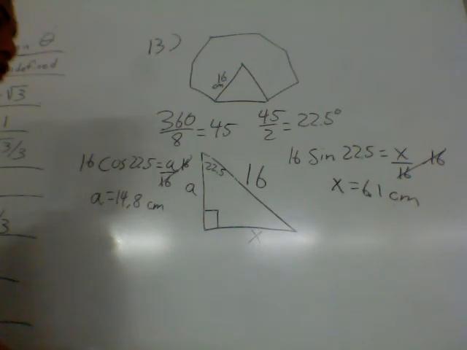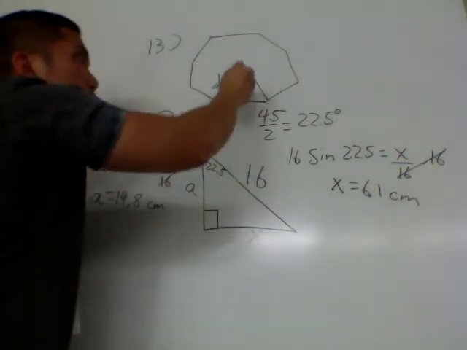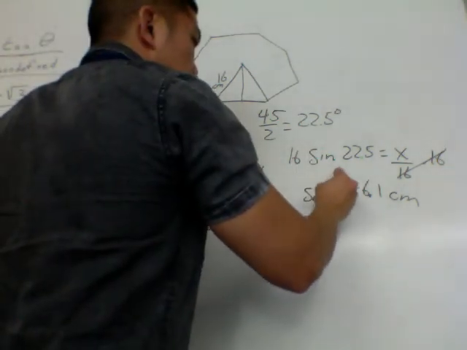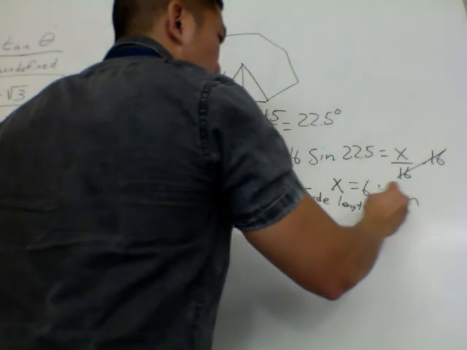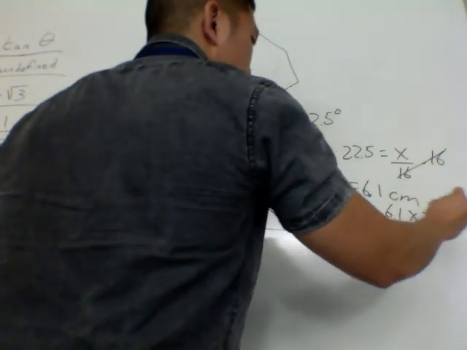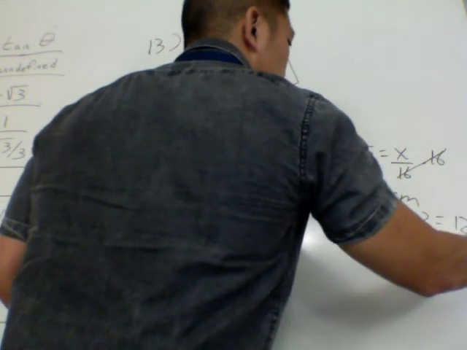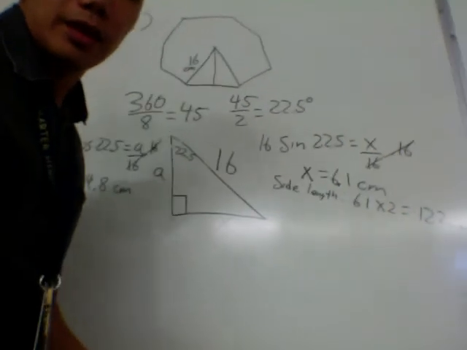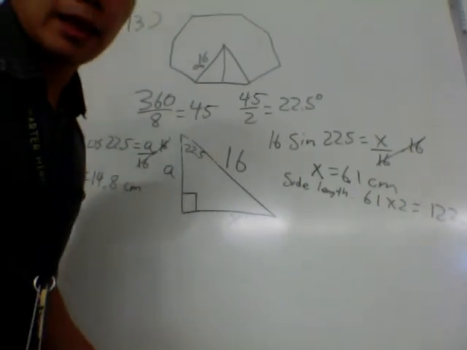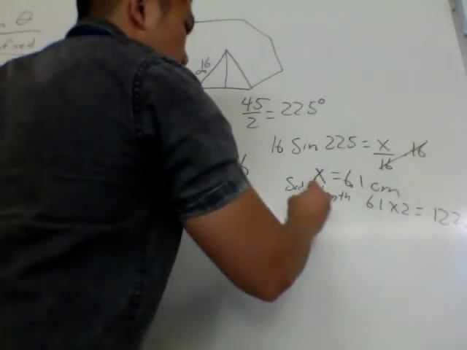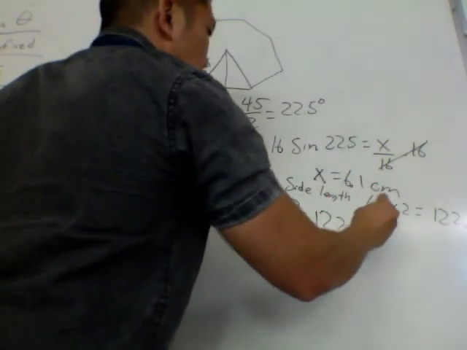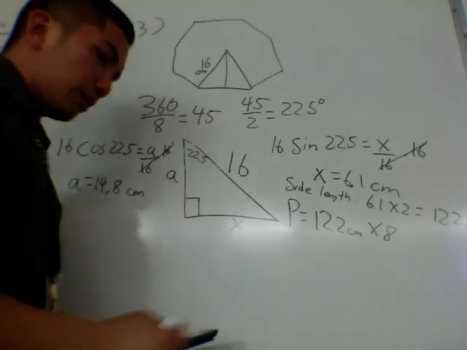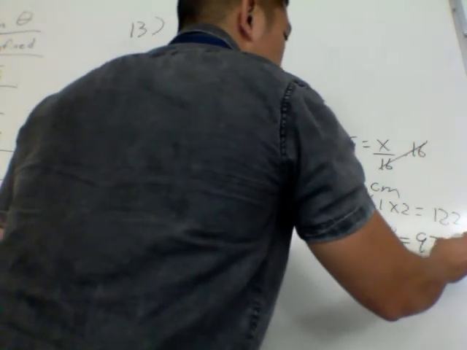Okay. However, remember, this x is only halfway. So I have to double it to get my side length. My side length is 6.1 times 2, and so that gives me 12.2 centimeters. Okay? Once I have my side length, all I do to find my perimeter is I take 12.2 centimeters and I multiply it by 8 sides. Okay? So 12.2 times 8 is 97.6 centimeters.